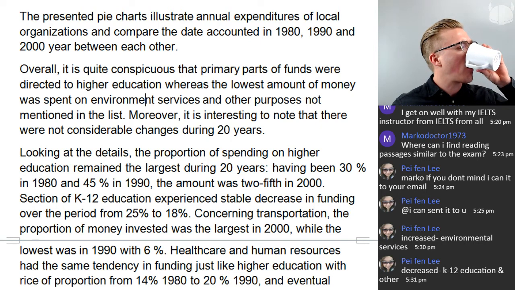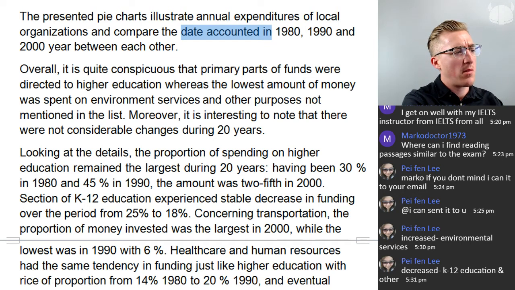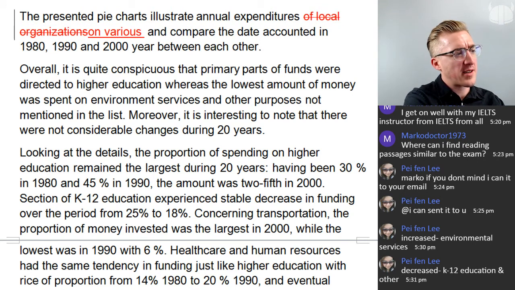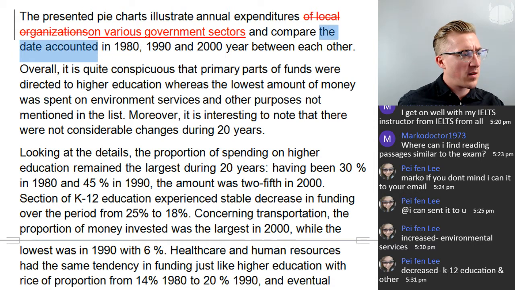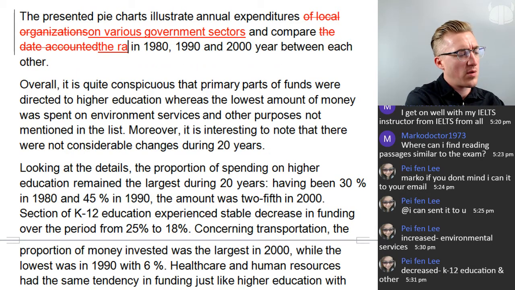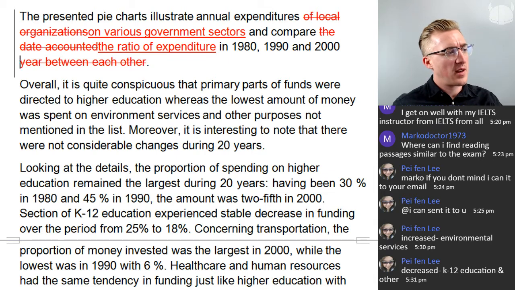Presented by charts. Compare the date accounted. I'm not sure what that means. Local organizations, I don't think that's quite right. On various government sectors, and compare the ratio of expenditure in 1980, 1990, and 2000. Okay, the word compare already means between each other, so let's just keep it simple.